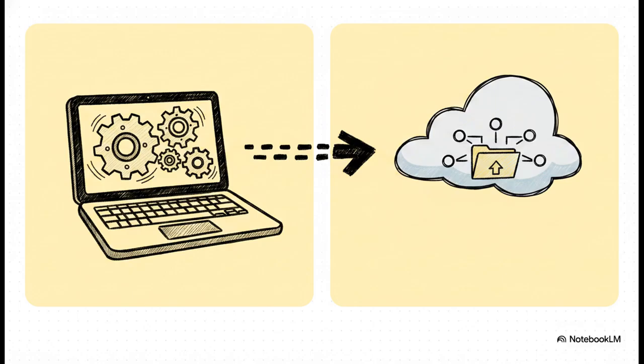Git is the version control tool that lives completely locally on your computer. It's the underlying engine running silently on your laptop, tracking all of those historical checkpoints we just talked about. GitHub, on the other hand, is a cloud platform.